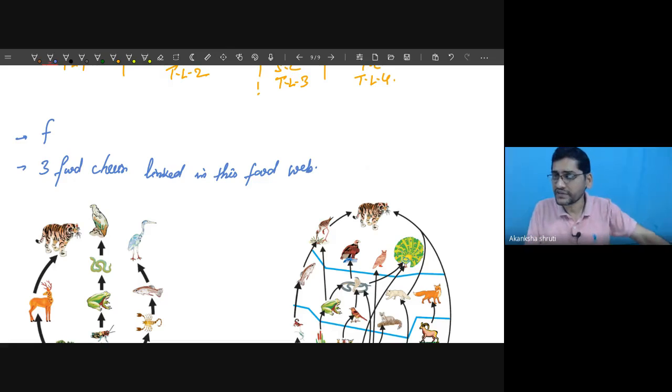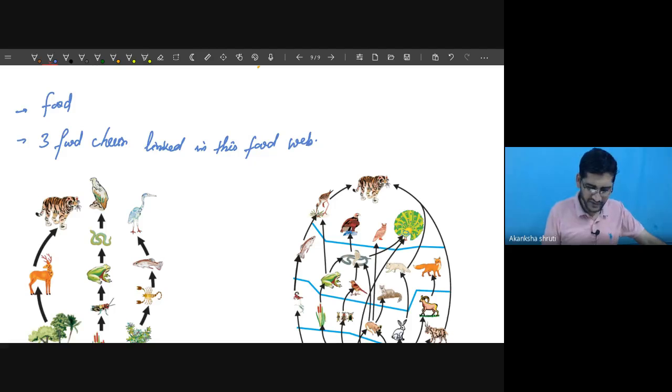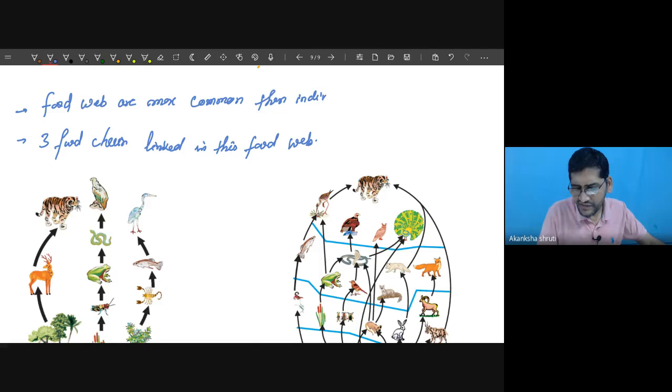If the question is asked, food chain is more common than food web, or food web is more common than food chain, this way MCQ is framed. That's why I am writing all these things here. So even the common thing I'm writing is so that you are able to handle the MCQ. So food webs are more common than individual food chains.